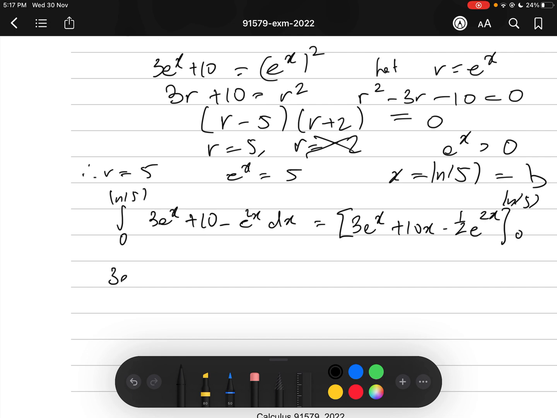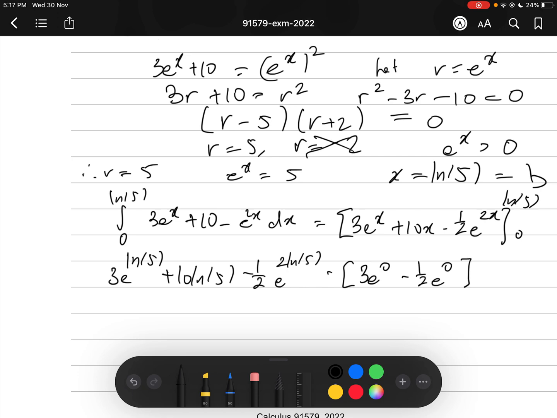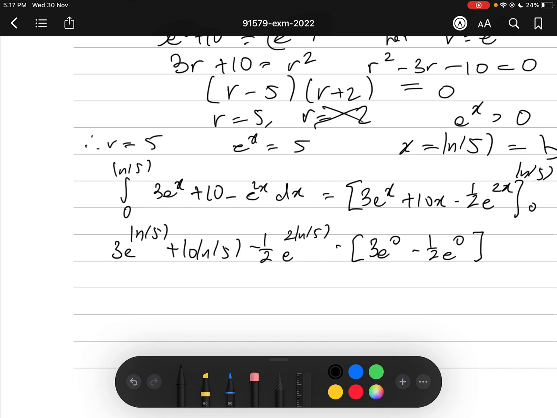So we have 3e to the power of ln of 5 plus 10 ln of 5 minus 1/2 e to the power of 2 ln of 5, minus 3e to the power of 0 plus 10 times 0 is just 0, minus 1/2 of e to the power of 0. So let's simplify this a little bit. In this case, we have e and ln of 5, so the e and ln cancel out. We're going to get 3 times 5. So 3 times 5 plus 10 ln of 5 minus 1/2.